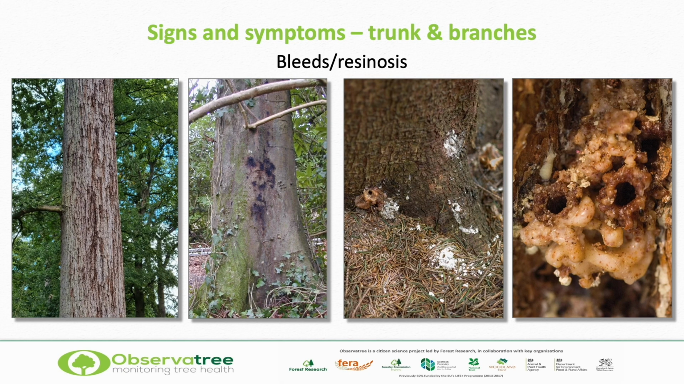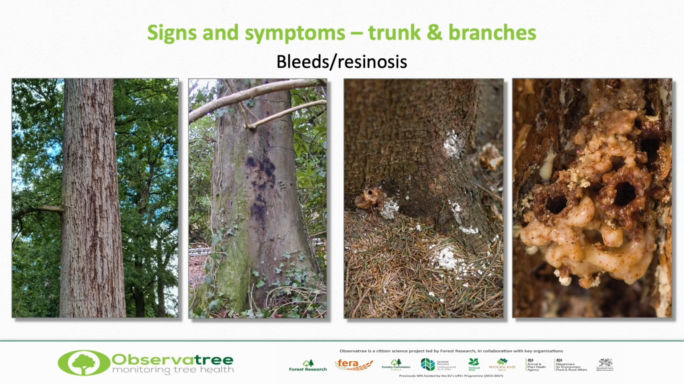And one of the biggies really are bleeds. Now, bleed is essentially fluid coming out of the trunk with all sorts of other things in it. And it will look like some of these pictures on the left. So either streaks in the furrows of the bark or sort of blurry ink blot type shapes on this beech tree.